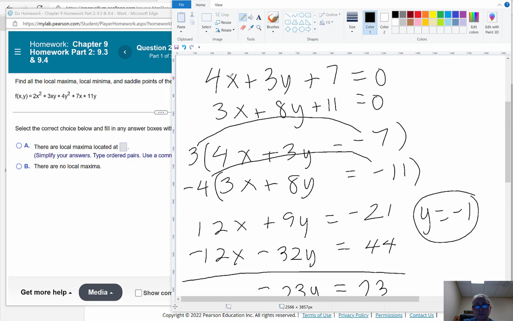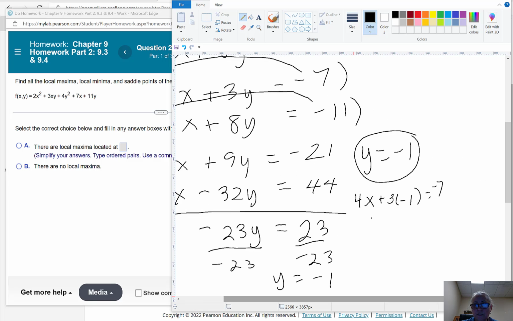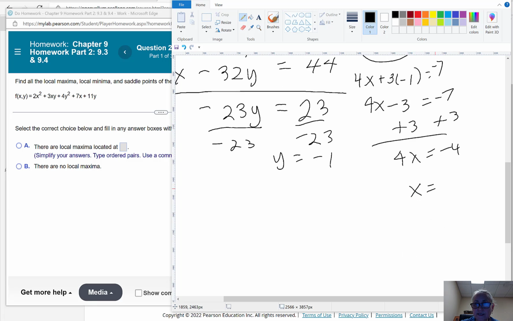I'll go back up here to the original, and I'm going to say 4x plus 3 times -1 equals -7. Remember, that's equal to -7 when we move that 7 over. That's 4x minus 3 is -7. Add 3. 4x is -4. And x is -1. Now this is called our critical value, or our critical point. So we don't know if this point is a maximum for this function, a minimum for this function, a saddle point for this function, or none of the above.